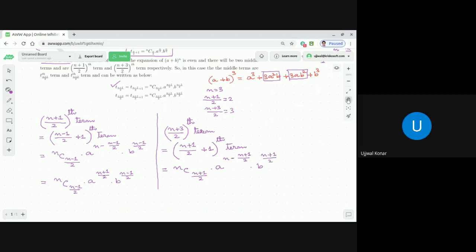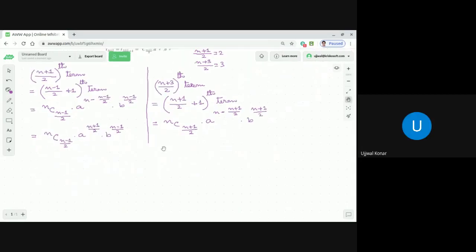All of you are comfortable? Disha, Shagnik, Srijita, Devansu. Yes. That is equal to nC(n+1)/2 into a to the power n-(n+1)/2, which becomes (n-1)/2, into b power (n+1)/2.